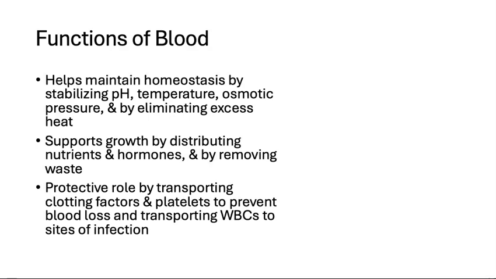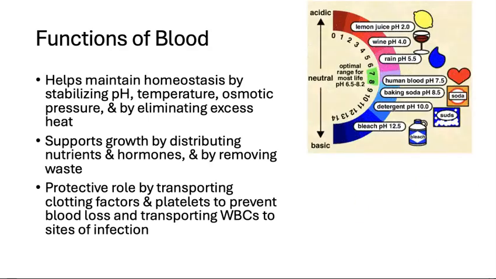So first we'll talk about the functions of blood. We are going to maintain our homeostasis by stabilizing pH, which, if you remember, our pH scale is from 0 to 14, 0 to 6.99 being acidic, 7 being neutral, and 7.01 to 14 being more basic. And our human blood should be really within the range of 7.35 and 7.45, 7.4 being the sweet spot.